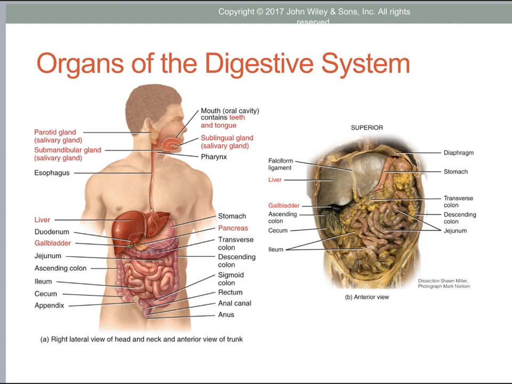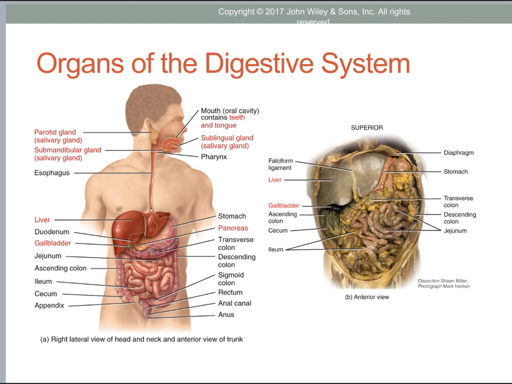We can start at the top looking at our mouth, which is going to contain our teeth and our tongue, that's going to be used for certain processes of chewing, otherwise known as mastication. We'll look at the glands in the mouth that are involved in moistening and starting enzymatic degradation or breakdown of this food product: the sublingual gland, the parotid gland, the submandibular gland.